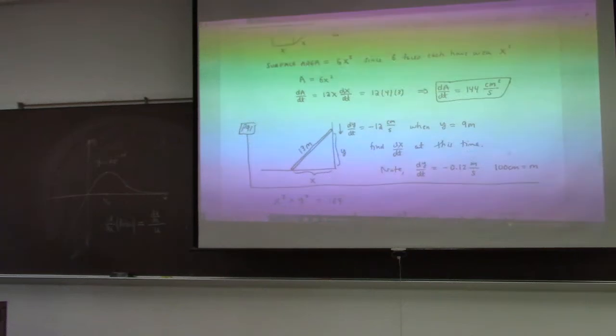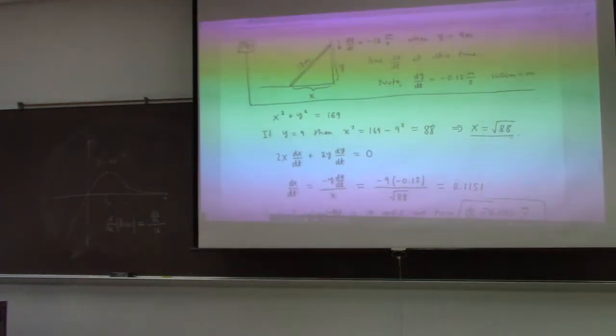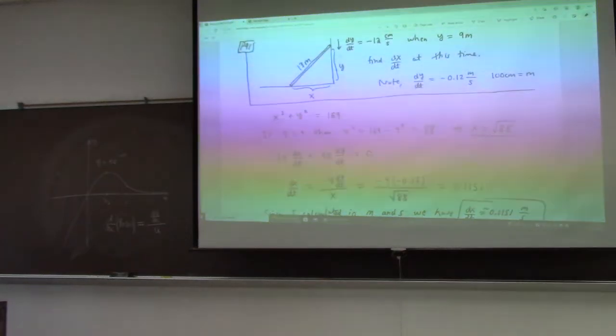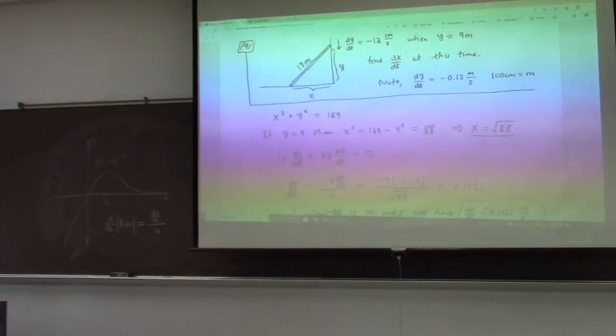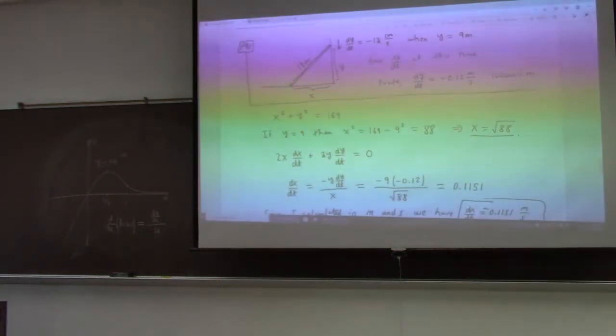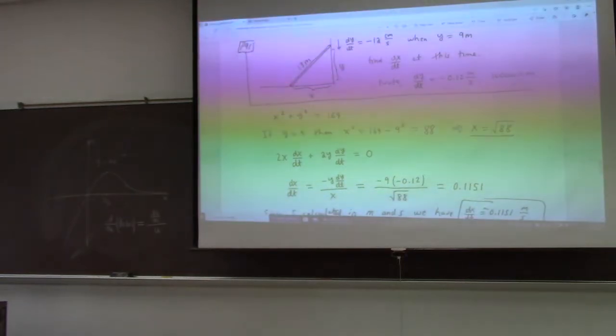We also talked about these ladder sliding down the wall problems. Again, the key is the algebraic relation. Since it's a right vertical wall, x squared plus y squared is the length of the ladder squared, and that relates the rate at which the base is moving to the rate at which the top is sliding.